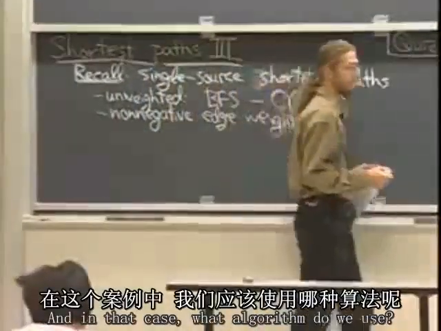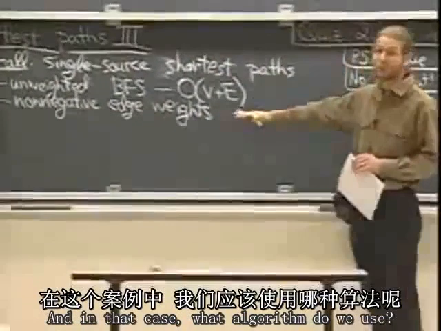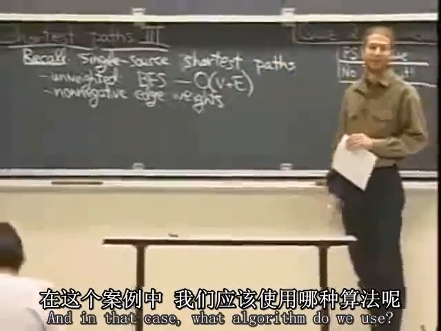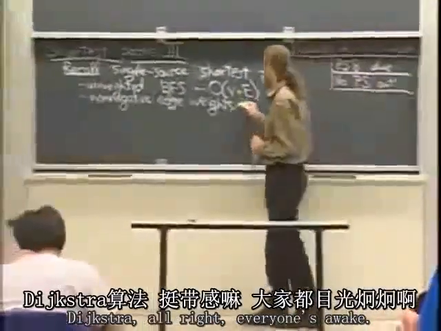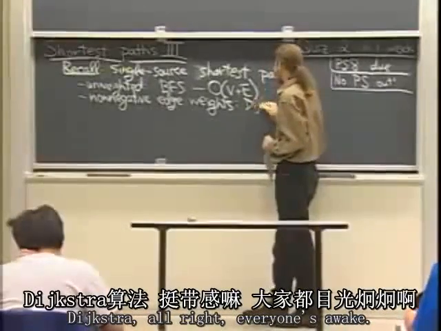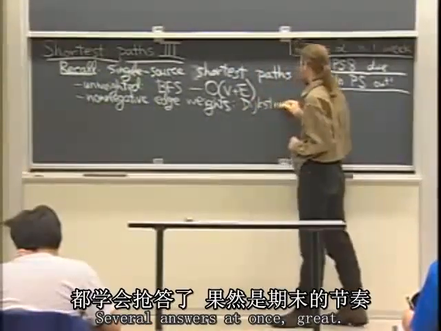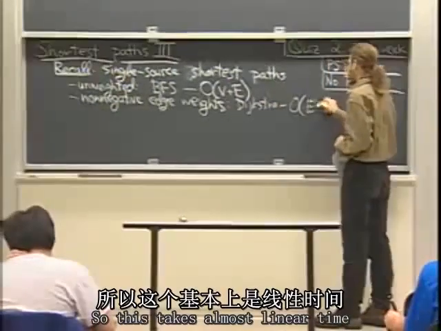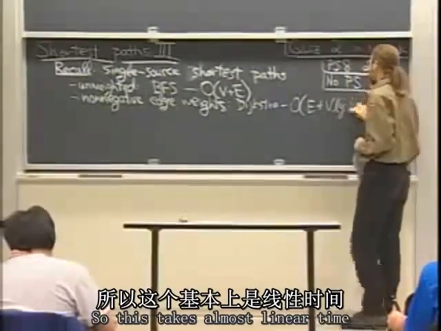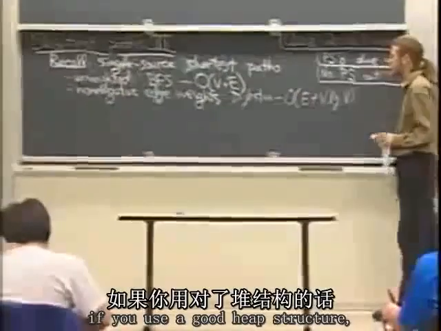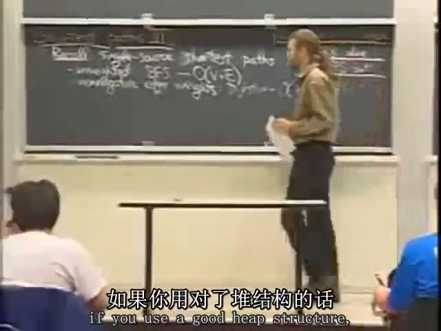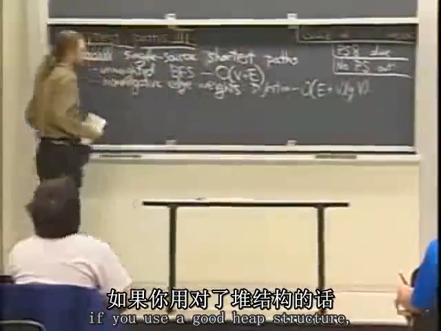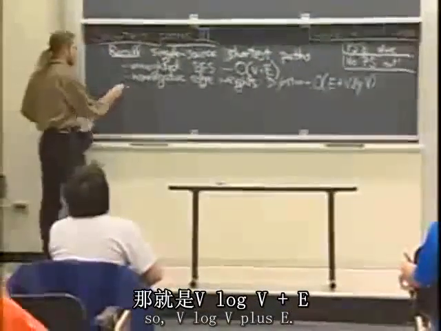Next simplest case, perhaps, is non-negative edge weights. In that case, what algorithm do we use? Dijkstra. All right, everyone's awake. Several answers at once. Great. This takes almost linear time if you use a good heap structure: V log V plus E.